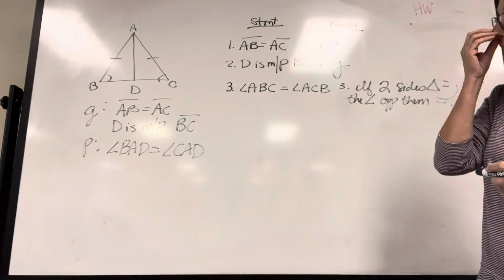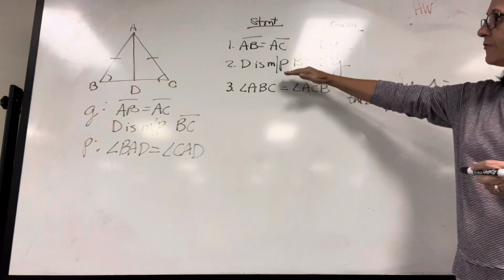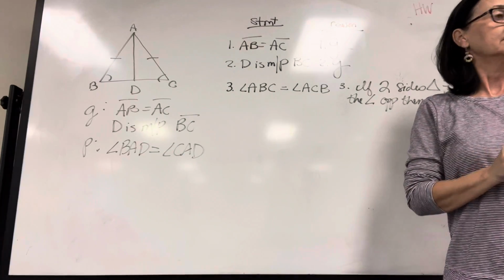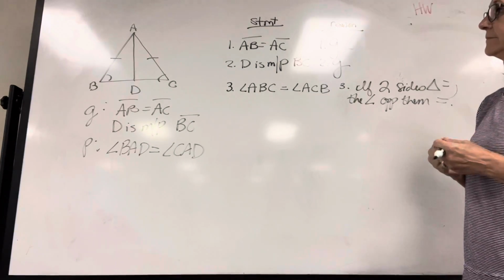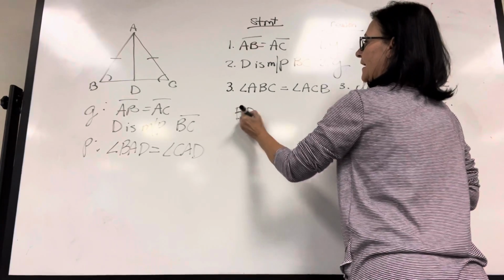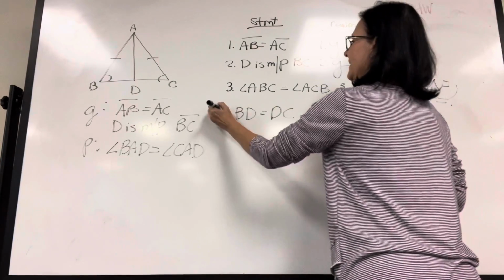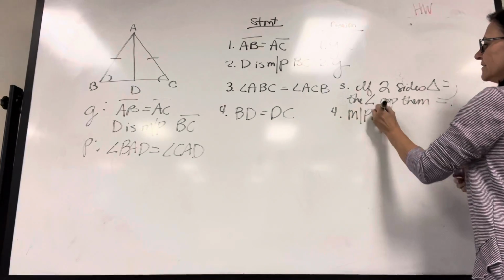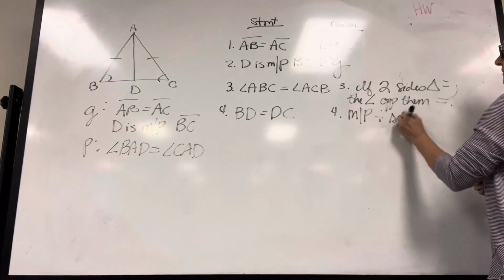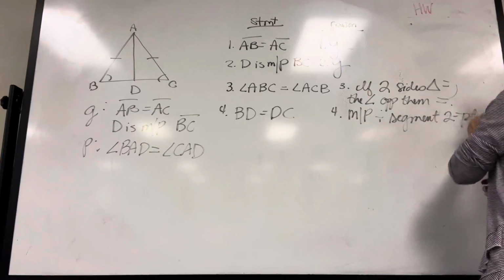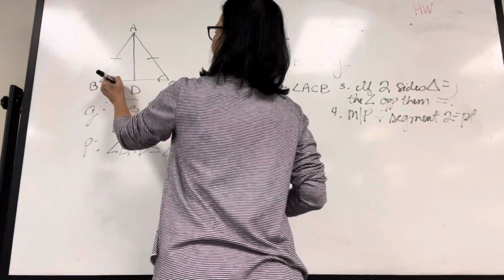So we have two equal angles. What can I know from D being the midpoint? You can know that BD and DC are equal because the midpoint divides a segment into two equal parts. All right?